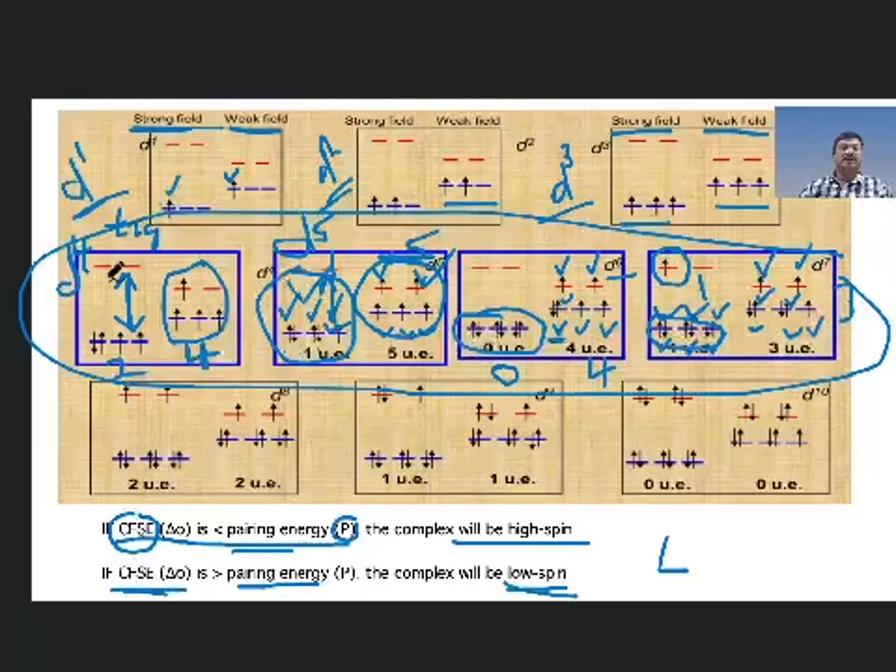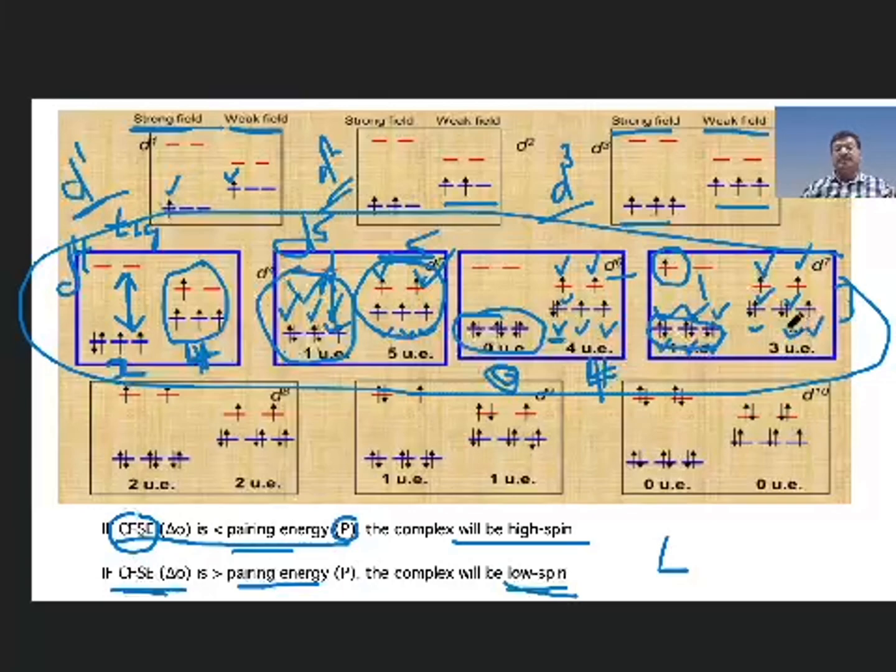That means in case of the d4 electronic configuration, low spin compounds have 2 electrons, high spin compounds have 4 electrons. D5 electronic configuration, low spin compounds 1 electron, high spin compounds 5 electrons. D7 electronic configuration, low spin compound 0, high spin compounds 4.